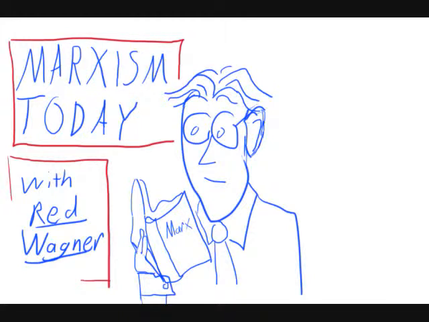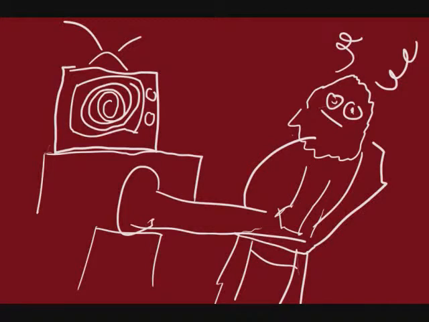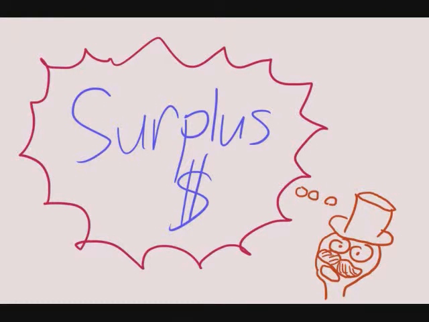I'm Red Wagner. Today's episode is on Marxism and Advertising. Before we get to advertising, we have a little bit of a journey to take. We're going to start with the basis of capitalism, which is the pursuit of surplus value by the capitalist class. We'll then take a look at how competition comes into this, finally technological innovation, and then we will get to advertising. I want to start with the pursuit of surplus value.